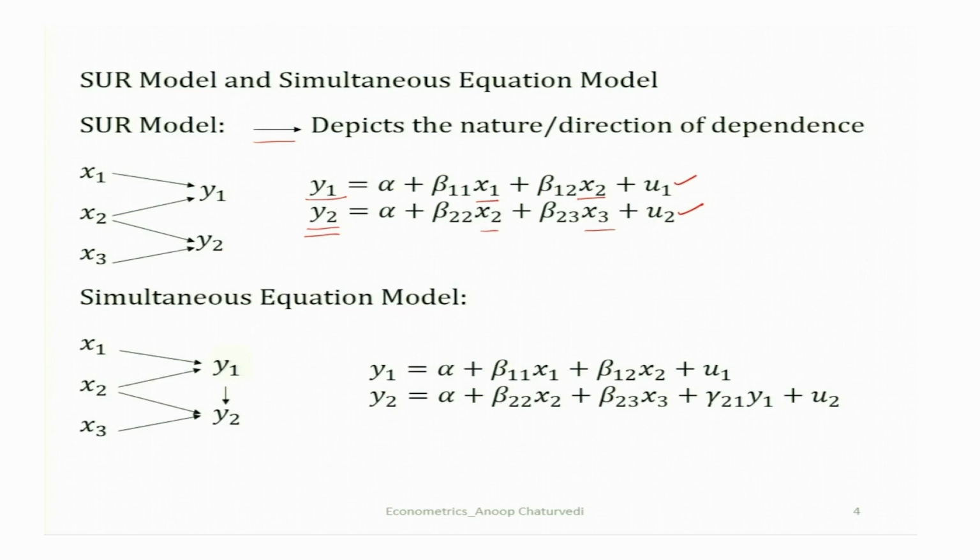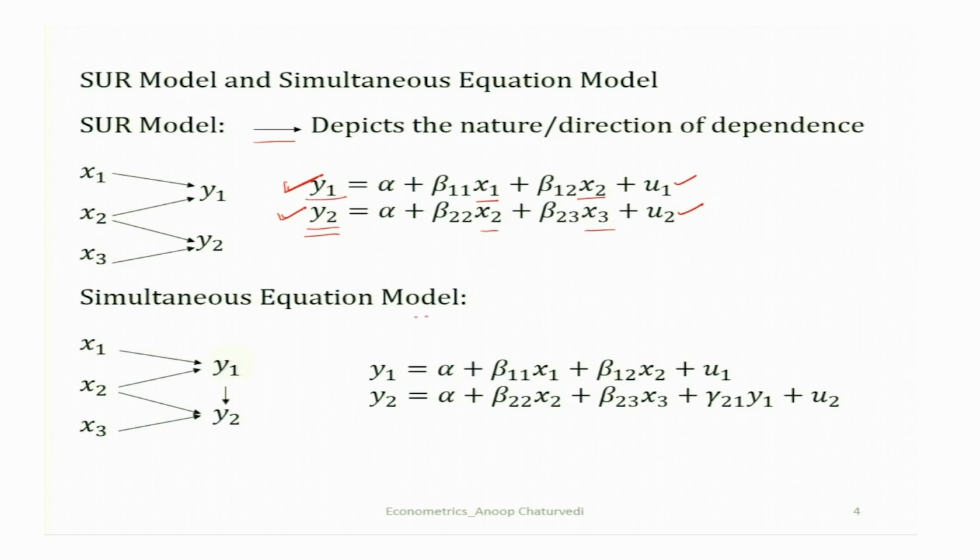So, this equation might have some information about this equation also, or this equation has some information about this equation also, and that information is reflected in the correlation between u 1 and u 2 or y 1 and y 2.